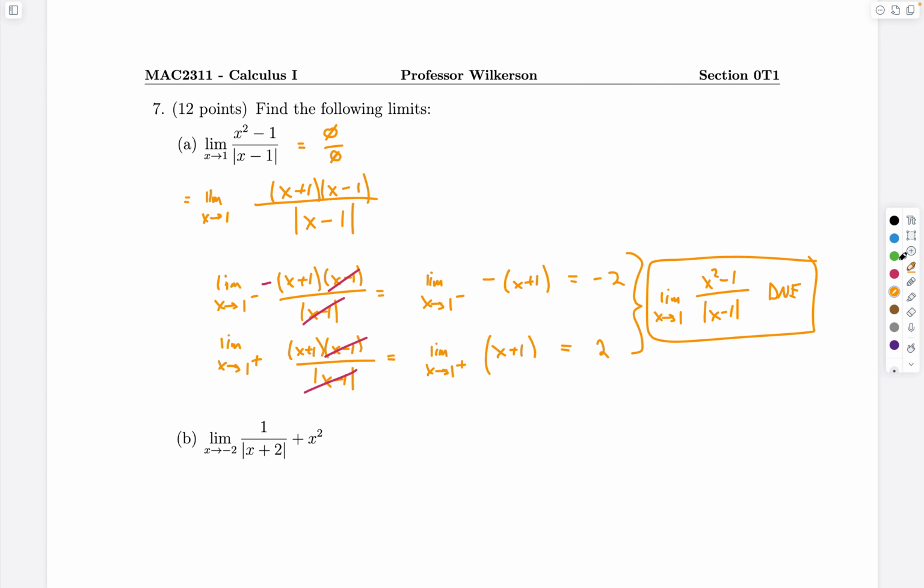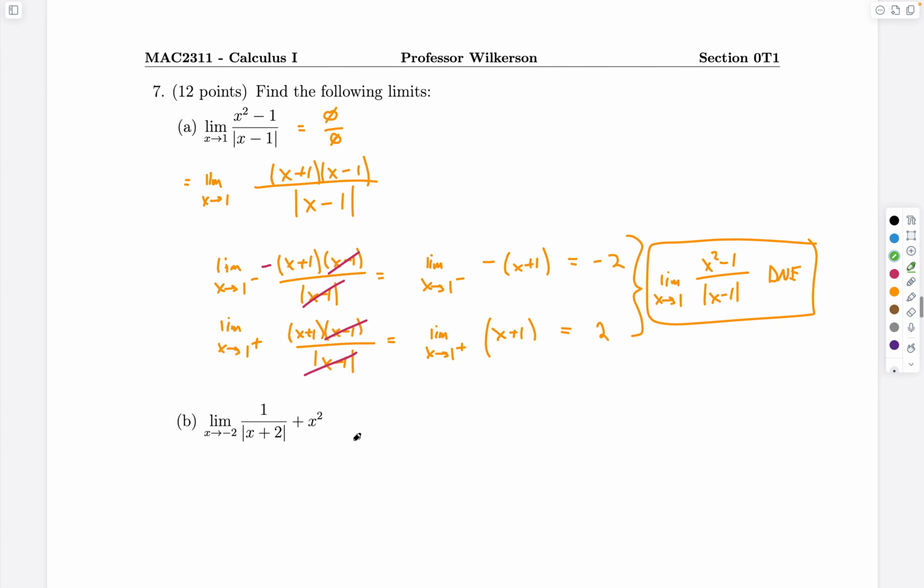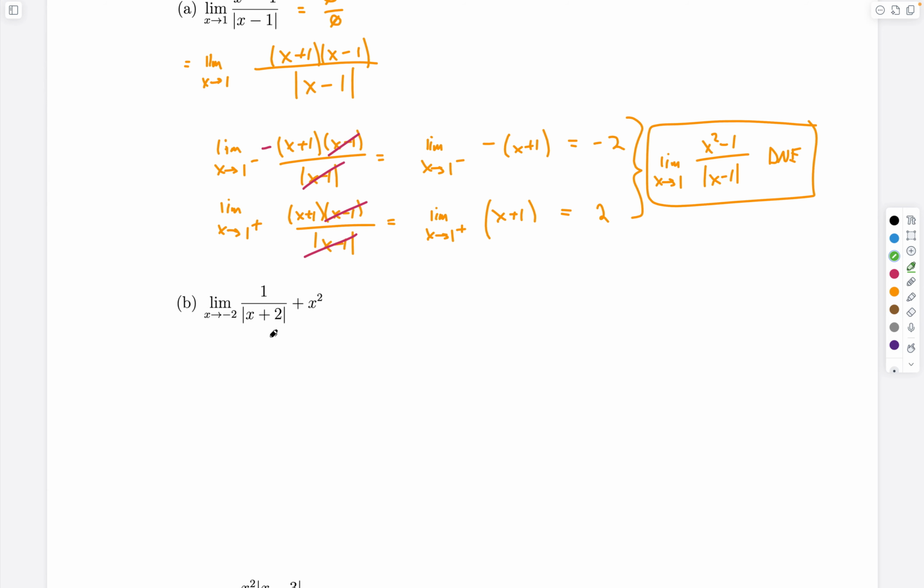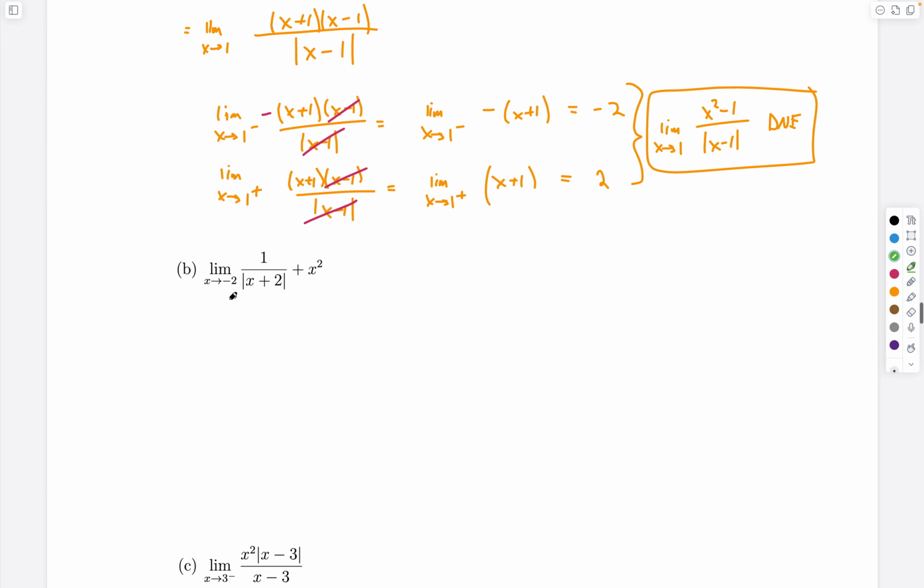Sweet, easy enough. Let's keep going, right? We're dealing with absolute values. Part B of this question, we have the limit as x goes to -2 of this here. And again, let's just go ahead and plug in. So if I plug in -2, I get 1 over -2 plus 2, which is 0. But remember, it's absolute valued, right?